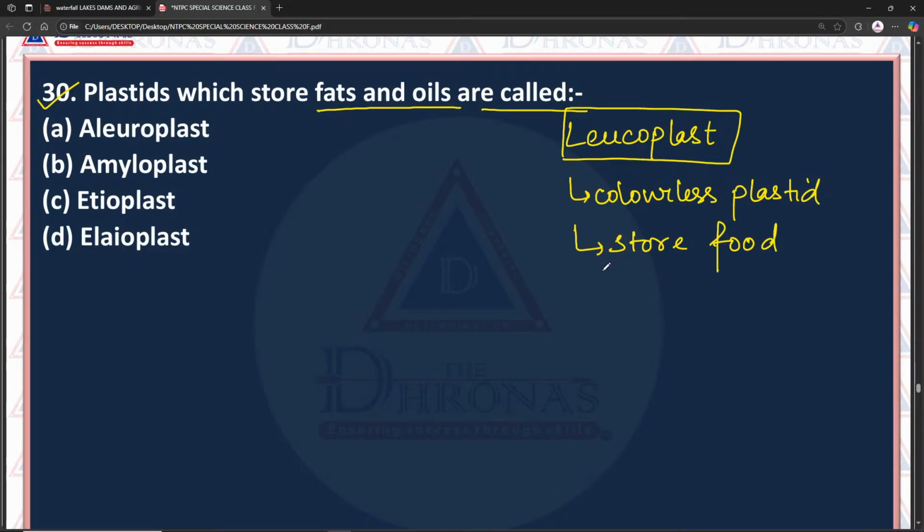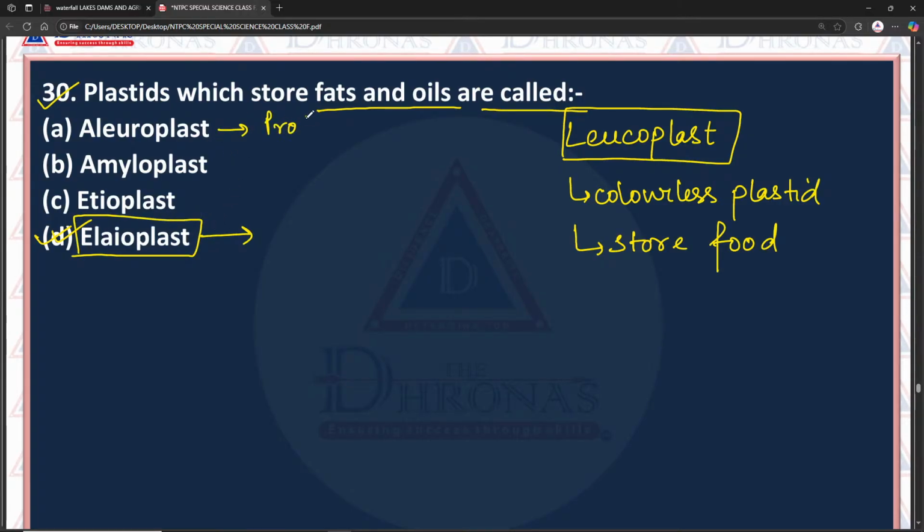ठीक है. Now, depending on the type of the food they are storing, they can be of 3 types. एक हो सकता है starch storing, that means carbohydrate storing. दूसरा हो सकता है protein store, and the third one can be fat and oil store. ठीक है. So, in your options are aleuroplast, amyloplast, etioplast, and elioplast. So, the answer is elioplast. Elioplast is responsible for the storage of fat and oil.